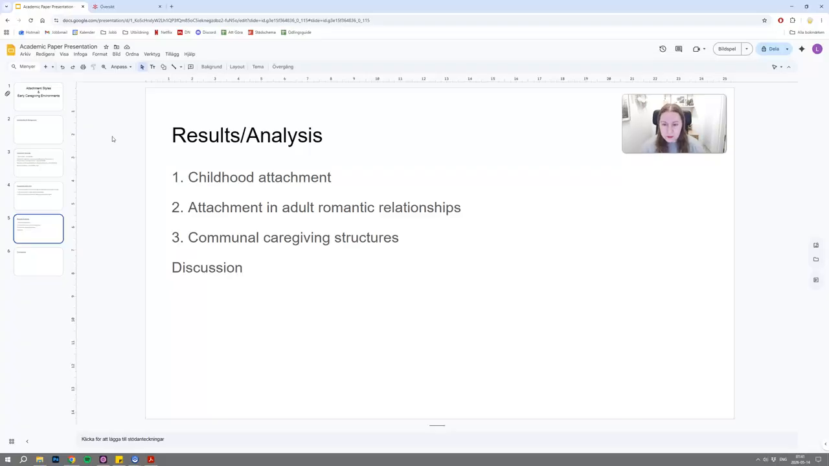And finally, communal caregiving structures. The works of Sarah Blaffer Hrdy showed that humans are biologically evolved to, or specifically human infants, human babies are biologically evolved to connect with several adults, not only their primary caregiver, as John Bowlby theorizes.